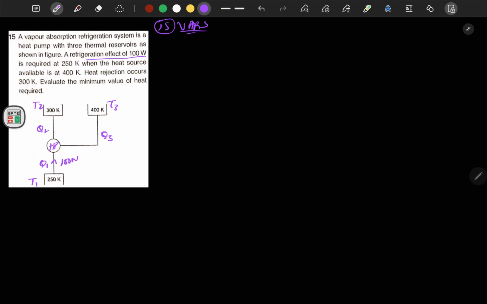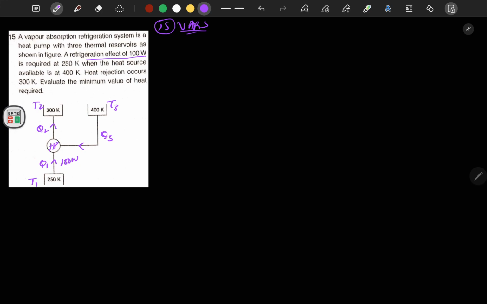Okay, the heat source is available at 400 Kelvin, and the heat rejection occurs at 300 Kelvin. So it is mentioned like this: the refrigeration effect of 100 watt is required at 250 Kelvin. When the heat source is available at 400 Kelvin, it means heat is supplied to the heat pump, and heat rejection occurs at 300 Kelvin. Evaluate the minimum value of the heat required.